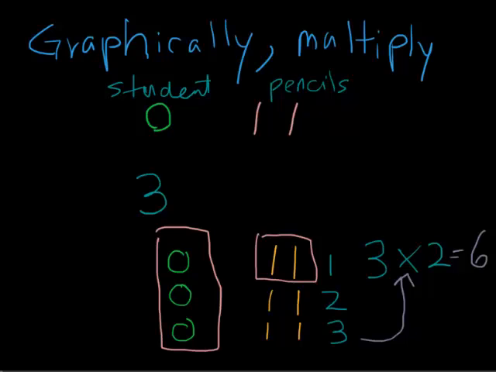So multiplication, multiple, means there is a set and you have a multiple of that set, right? In this case, the set is 2 pencils. And how many sets of 2 pencils? 3 students, 3 sets, 3 times 2 is equal to 6 pencils. Just like before.